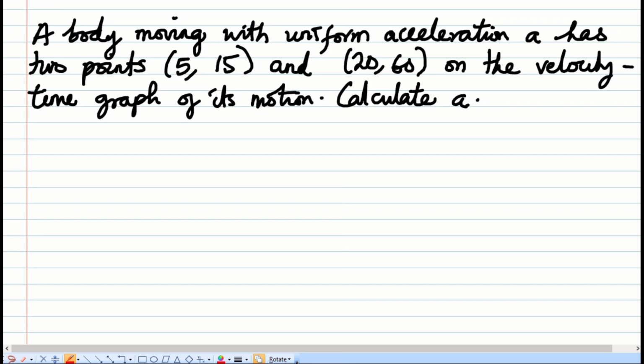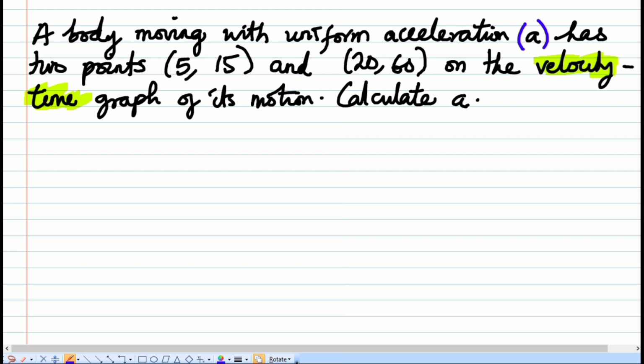So let's see another question. This question says a body moving with uniform acceleration a has the points (5, 15) and (20, 60). Anytime acceleration is represented with points, it means we are dealing with a velocity time graph. I've covered a video extensively that guides us on how to solve questions relating to the velocity time graph, so I want you to watch that video. It's going to prove very helpful. The video link will also be in the description. Just click on more and you're going to see the link.